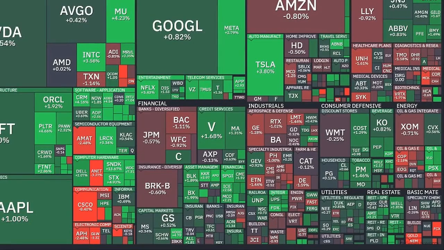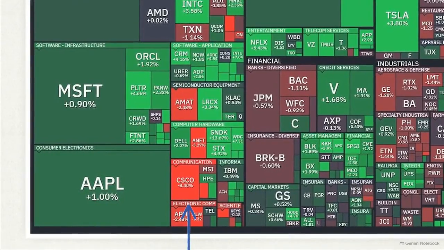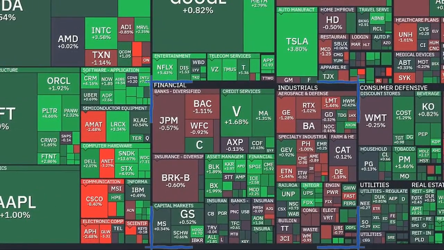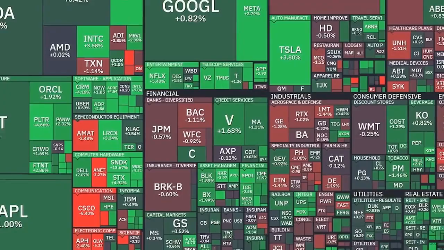Down in the bottom left, Cisco suffered a massive 8.4% drop, highlighting a glaring vulnerability in the communication and networking space. Scanning the middle, industrials and financials display a highly mixed, non-committal array of green and red blocks, proving a lack of broad confidence. One distinct outlier is Tesla, posting a bright green 3.8% gain, showing extreme relative strength.